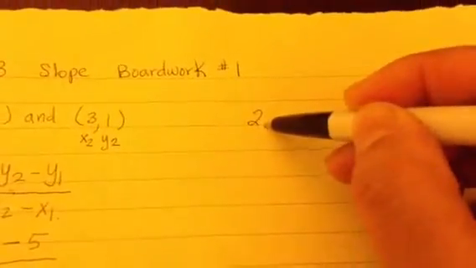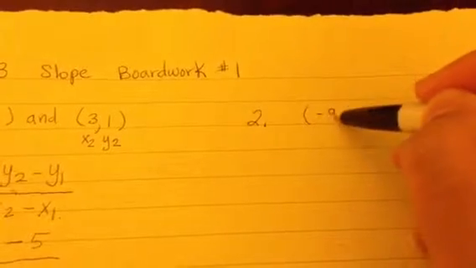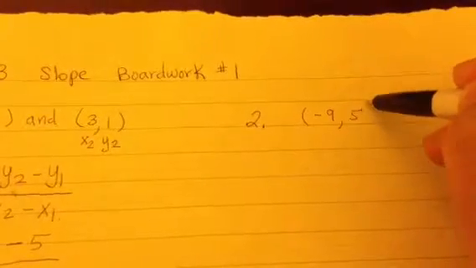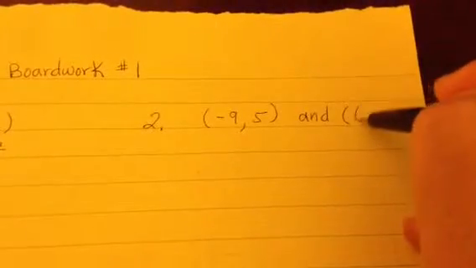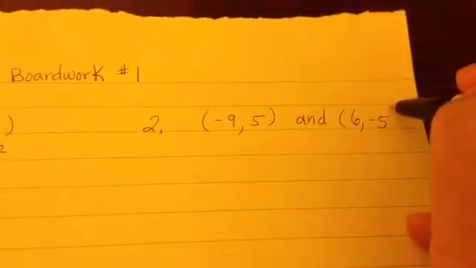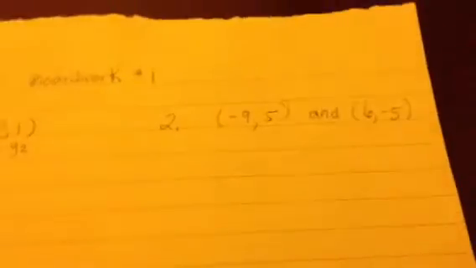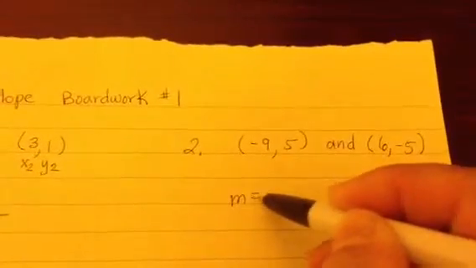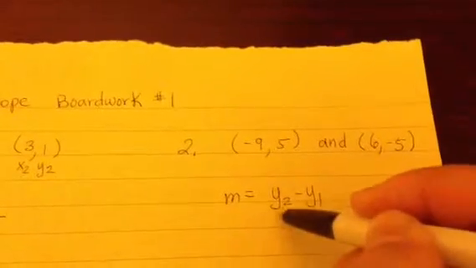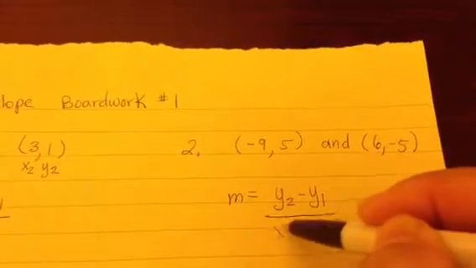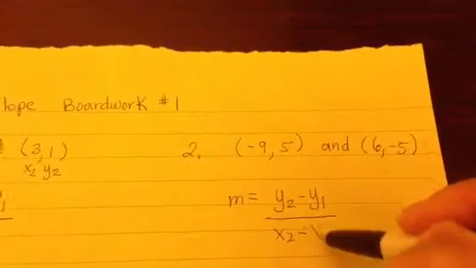Number 2 then. So let's do number 2 on the side right here. Okay, so number 2, I have (-9, 5) and (6, -5). Okay. So let's continue on. So using the same formula, rewrite the formula again. So m equals y2 minus y1 all over x2 minus x1.